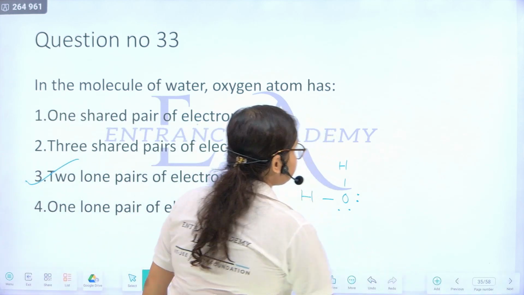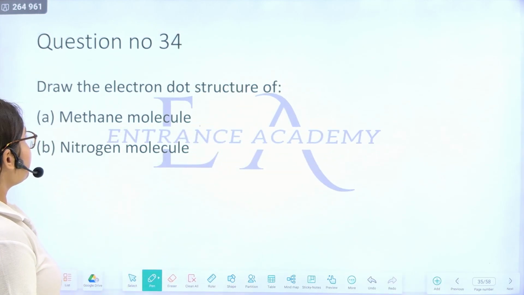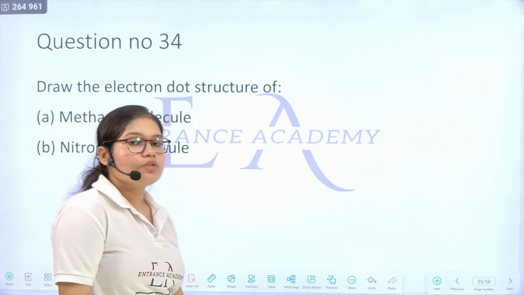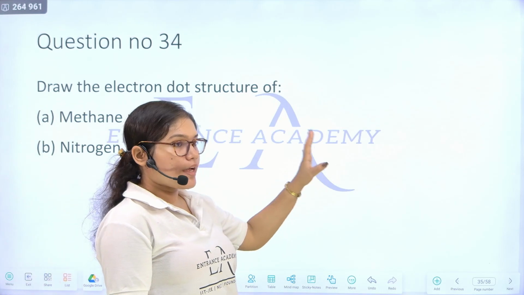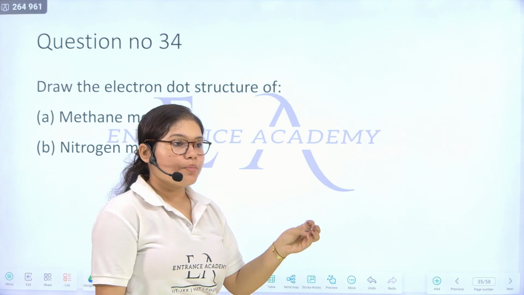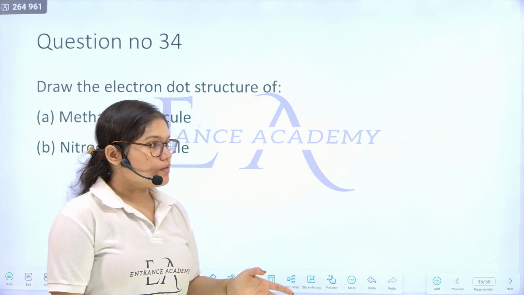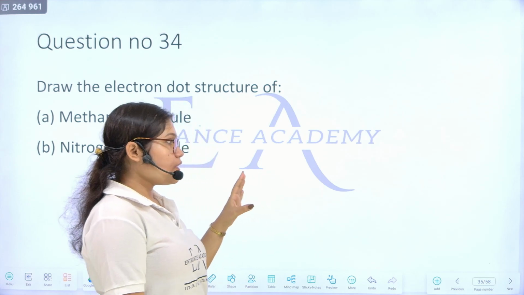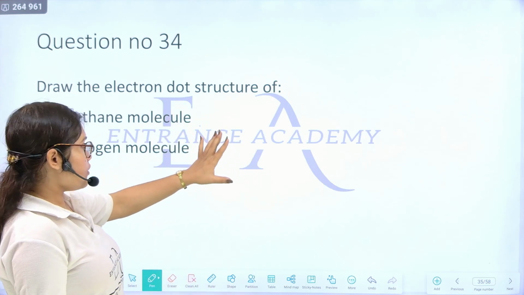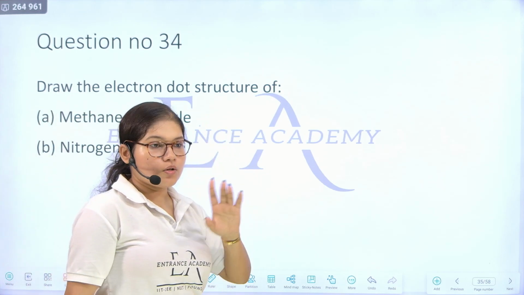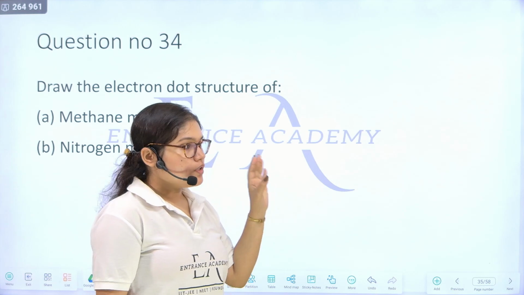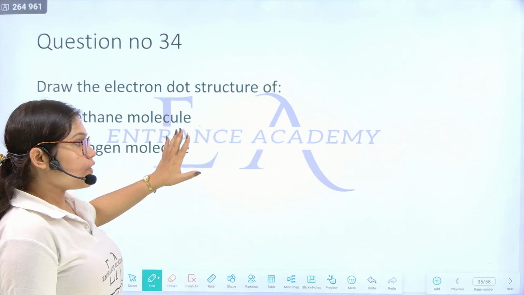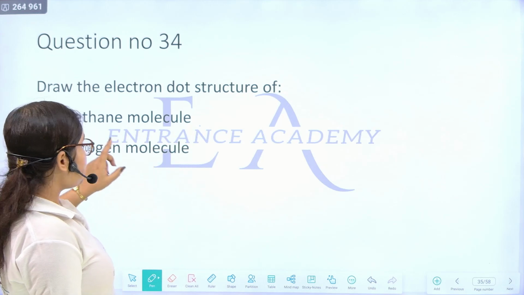Next question. Draw the electron dot structure of methane molecule. Electron dot structures, electron dot diagrams are the most important part and the common questions from the chemical bonding chapter. Most of the questions are from electron dot structures, not the orbital structures. Orbital structures are not that important. You just need to draw the electron dot structures of different molecules from the chemical bonding chapter.